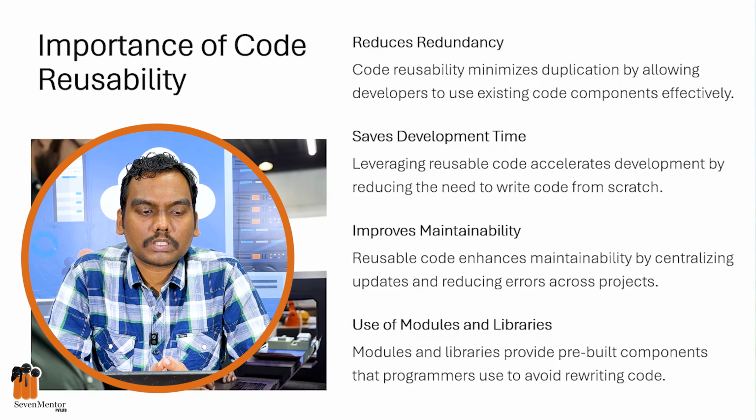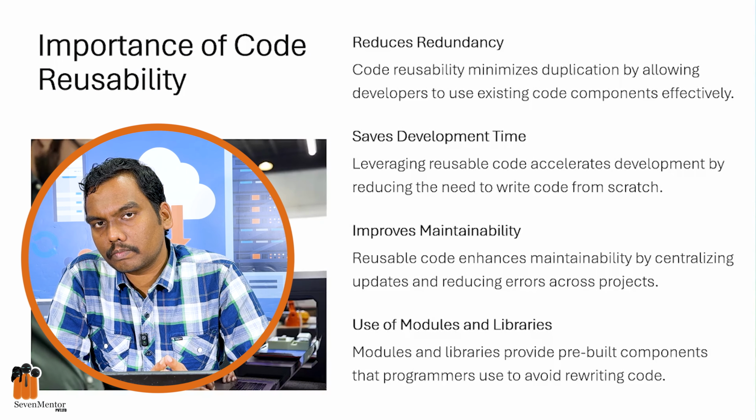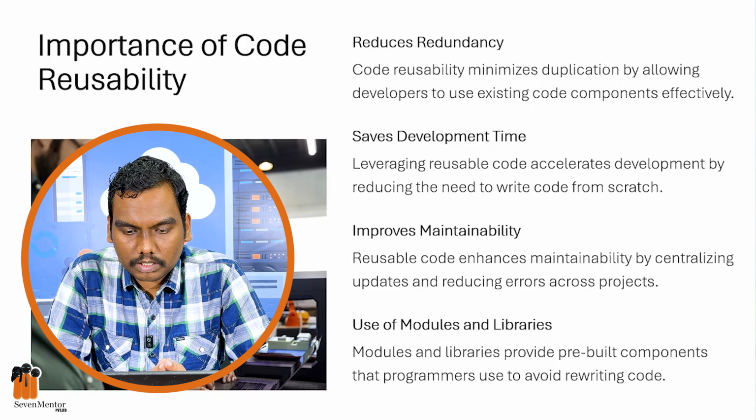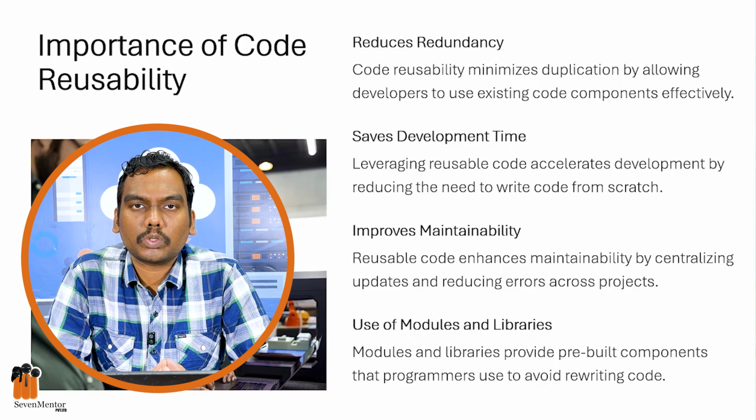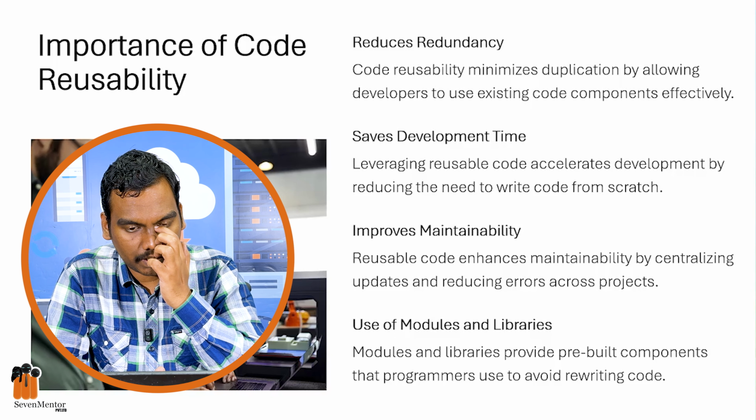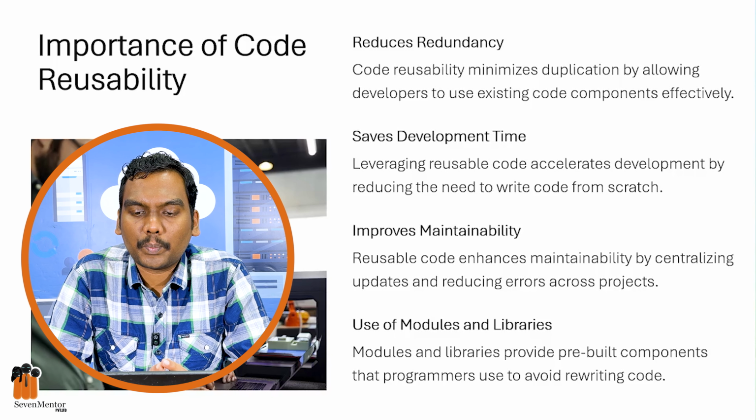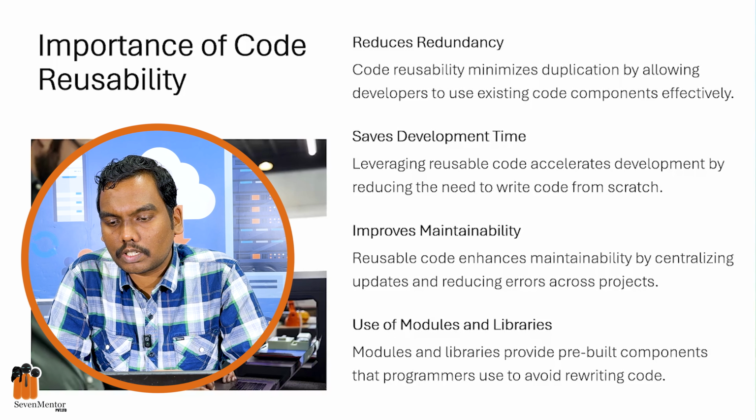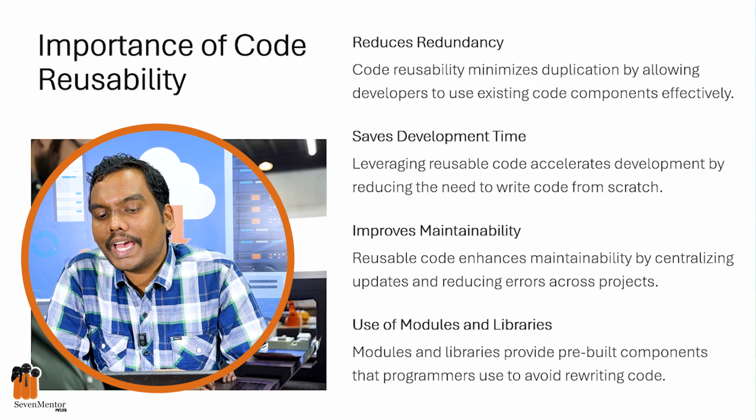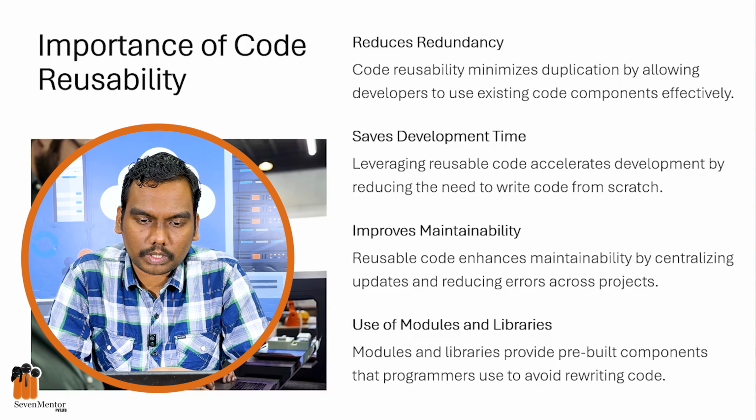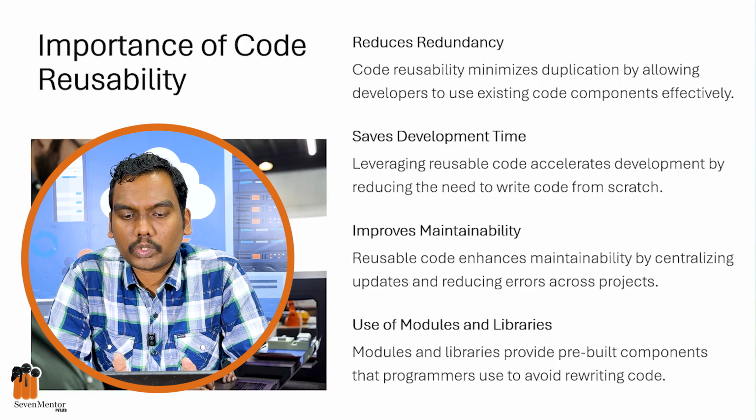Now, what is the importance of code reusability? We know that with libraries and modules, we are going to use the same code again and again. The very first advantage is that it reduces the redundancy. What does that mean? Code reusability minimizes duplication by allowing developers to use existing code components effectively. We don't need to recreate the same code again and again. Just call that method, call that class and use it.